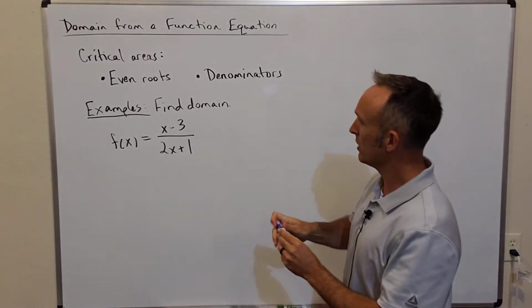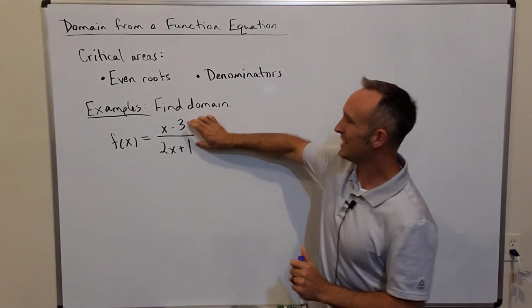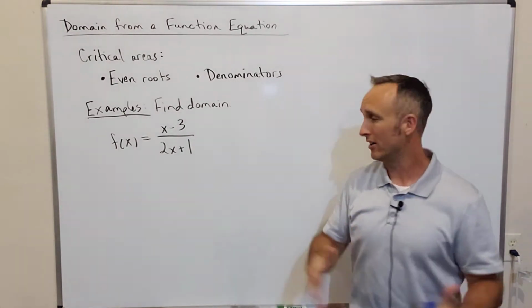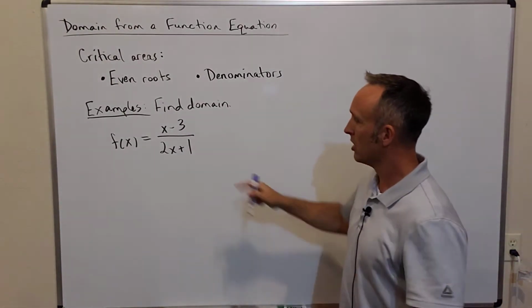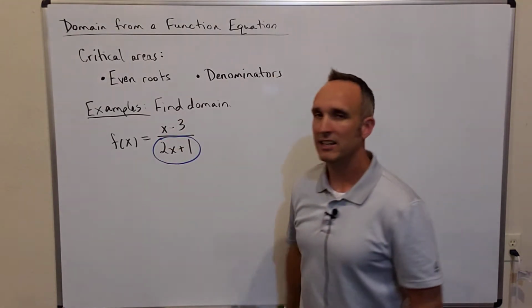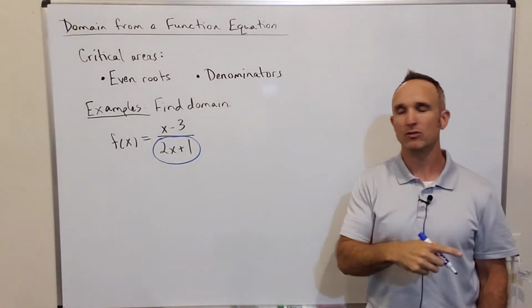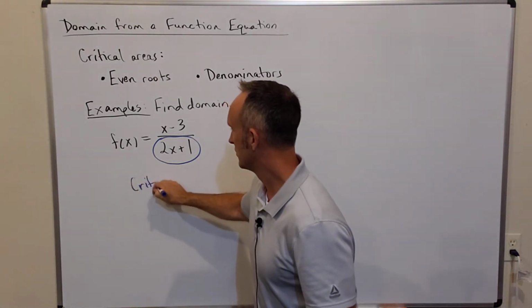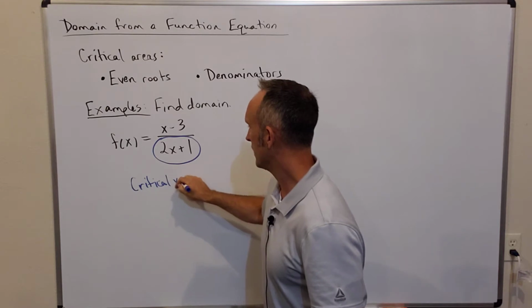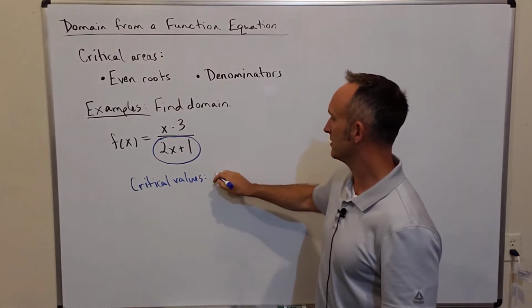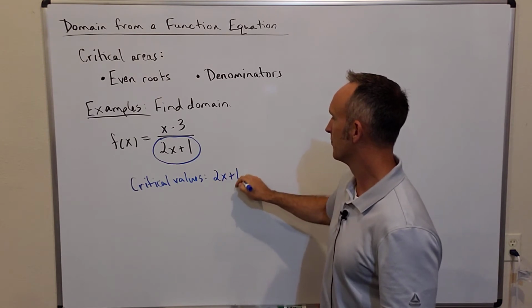So we look at this and we ask, are there any critical areas in this function? Any places where we need to be worried about? And yes, we have a denominator. So our critical area is this denominator. And now I'm going to talk to you about how to find critical values, okay? So to get any critical values, you take your critical areas and you set them equal to 0.